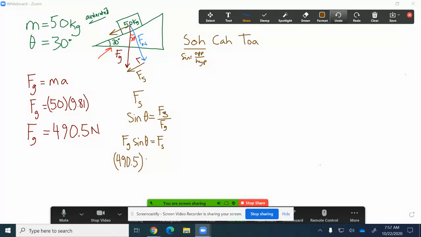And then we need the sine of 37 degrees is the force of the sliding. So 490, I'm going to run out of room. Maybe I'm not. 490.5 times the sine of 37 degrees. Make sure your calculator's on degrees, not radians, unless you want to do radians, that's fine. But here we're doing degrees. That's going to be... Wait.